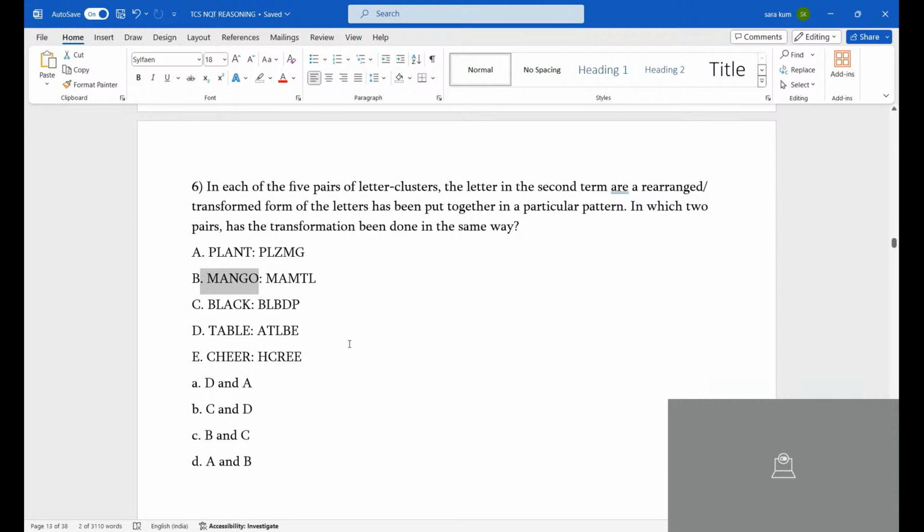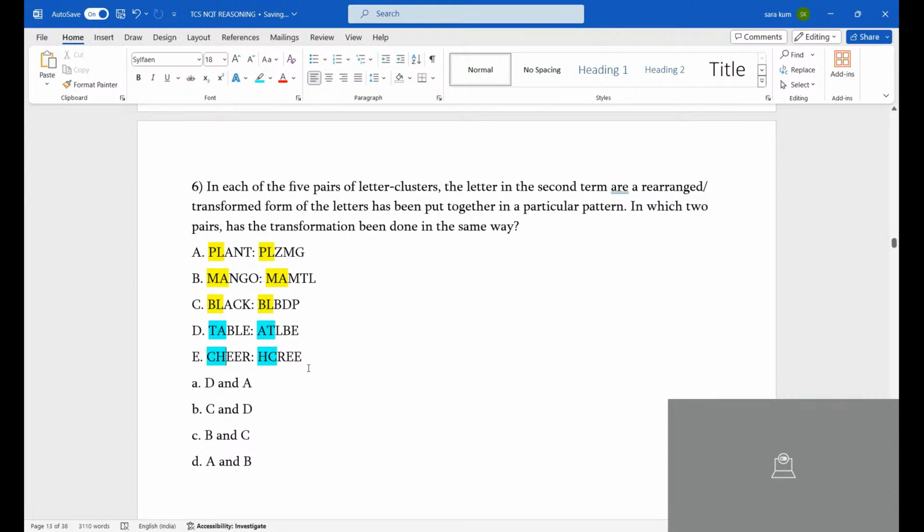So how do we find this? First of all, let's say here you have PL, here you have PL, right? The first two letters are the same. So maybe this could be it. Then MA, again the first two letters are the same. BL, the first two letters are the same. So this could be related. But here you can see TAAT, they've interchanged the first two letters. So definitely this cannot be in this category. I use a different color there. CH and HC, again the first two letters are interchanged. So definitely this cannot be in this category.